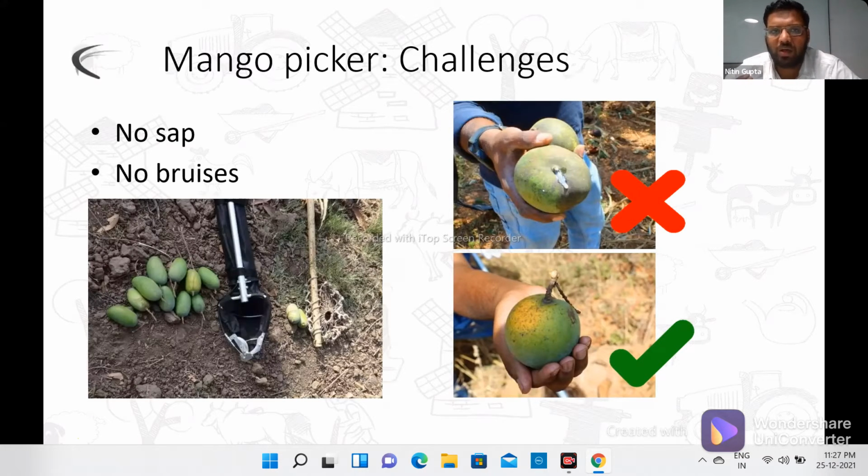We have sold more than some 40,000 such products, starting from scratch. You know what it does? From the bottom you just press a clip or pull a blade, and it cuts the mango with the stalk, and the mango comes down.